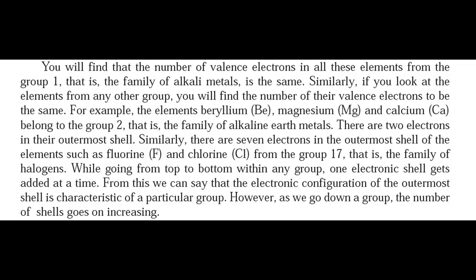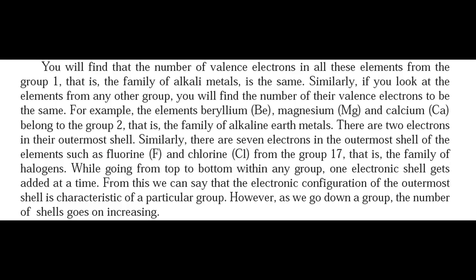Now students, let's move on. You'll find that the number of valence electrons in all these elements from group 1, that is the family of alkali metals, is the same. Similarly, if you look at the elements from any other group, you will find the number of their valence electrons to be the same. For example, the elements beryllium, that is Be, magnesium Mg, and calcium, that is Ca, they belong to group 2. That is the family of alkaline earth metals. There are 2 electrons in their outermost shell.